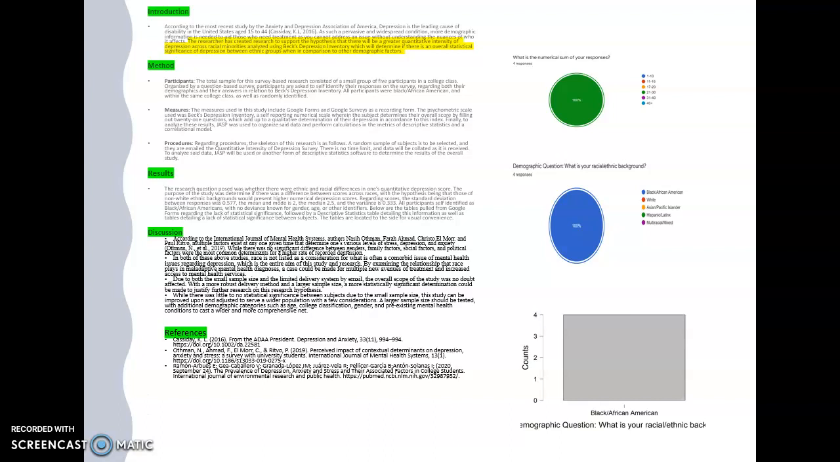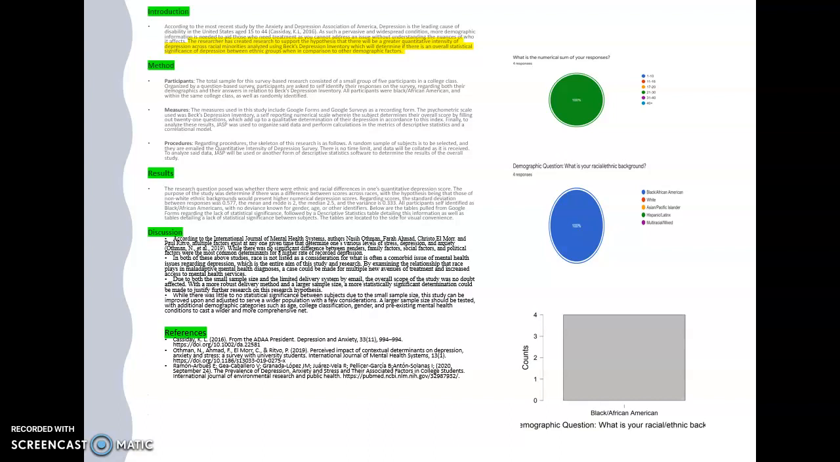Results. The research question posed was whether there were ethnic or racial differences in one's quantitative depression score. The purpose of the study was to determine if there was a difference between scores across races, with the hypothesis being that those of non-white ethnic backgrounds would present a higher numerical depression score.